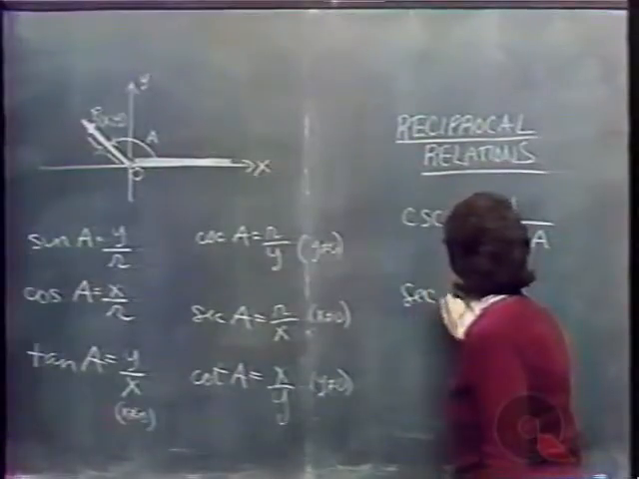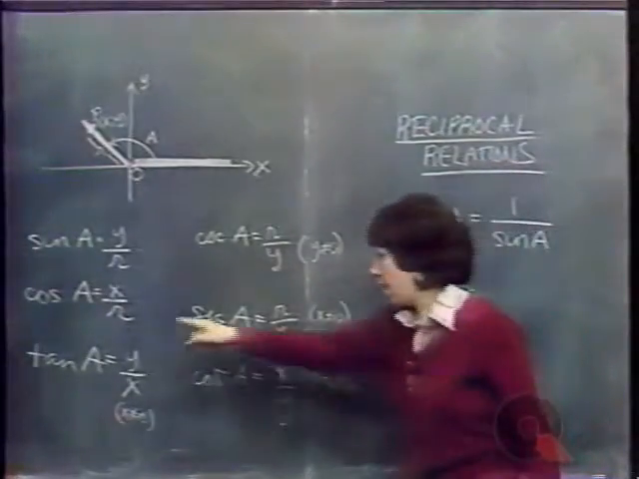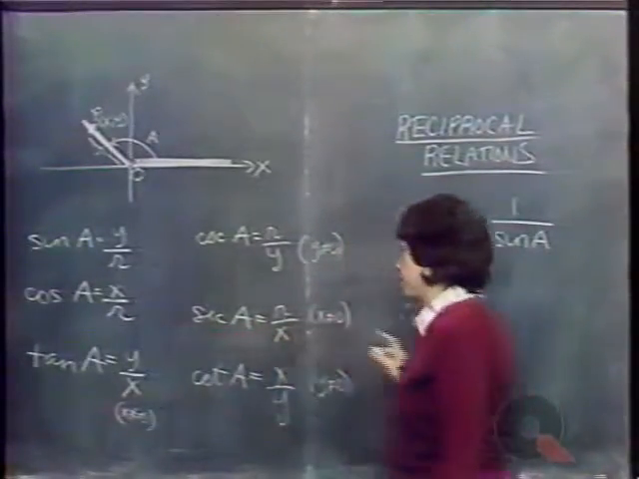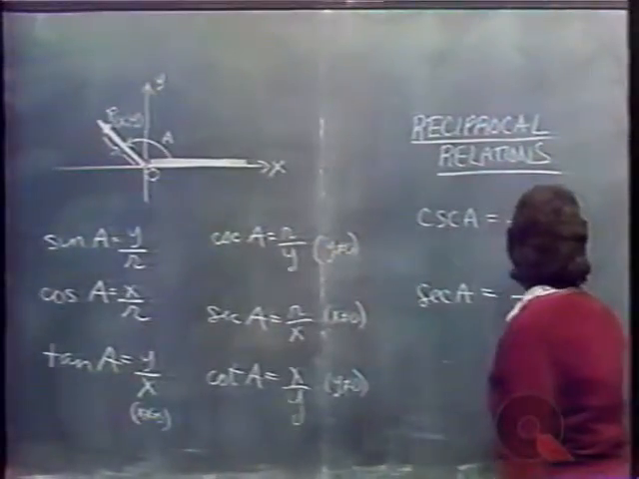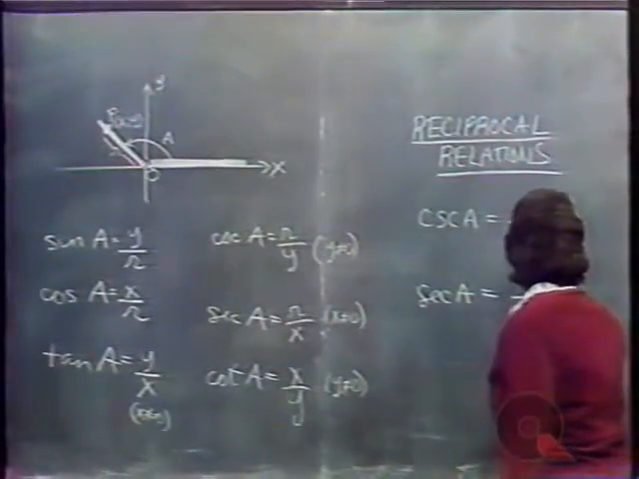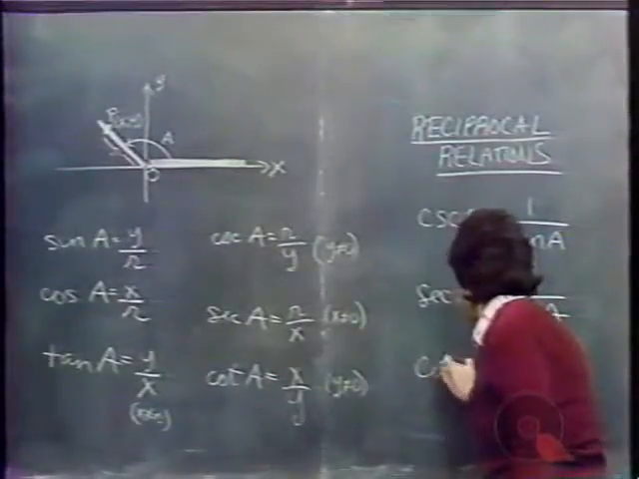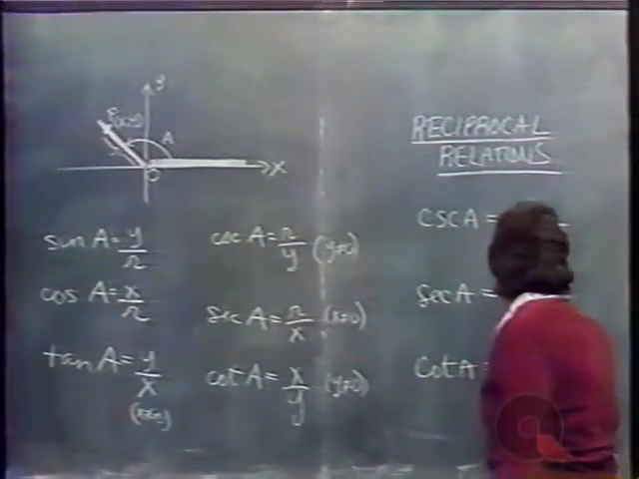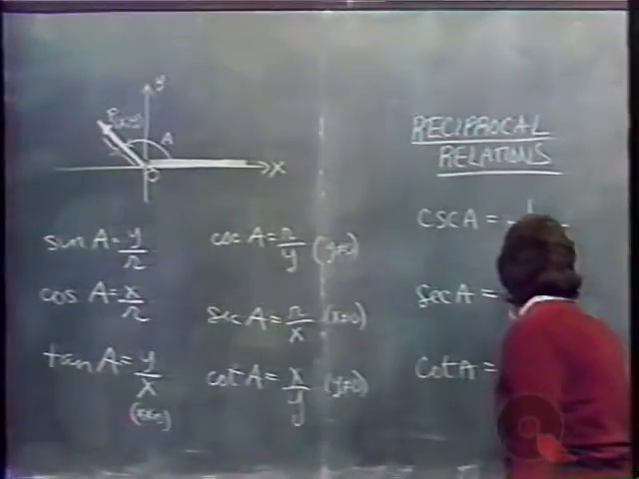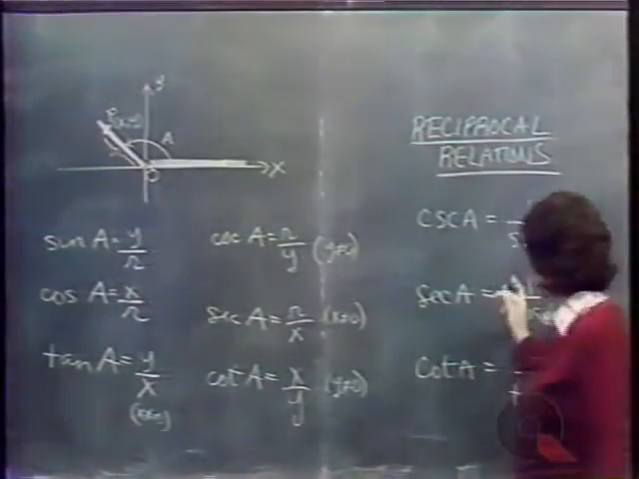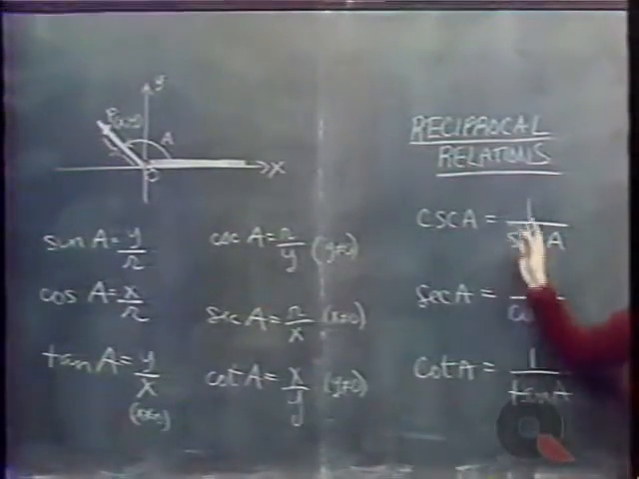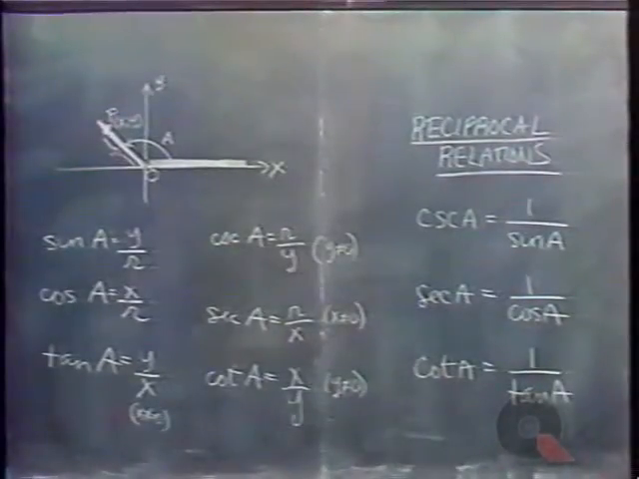Secant A is obviously the reciprocal of cosine A. Secant A is 1 over cosine A. And cotangent A is 1 over tangent A. In all instances, I'm assuming that the angle A is such that we do not have division by 0.